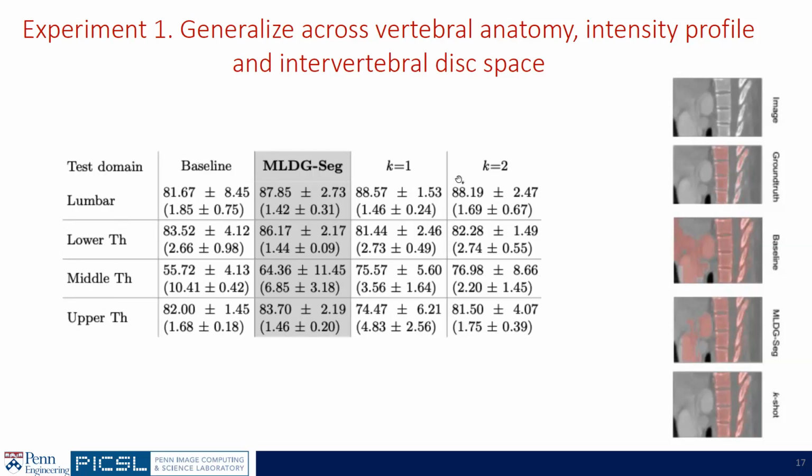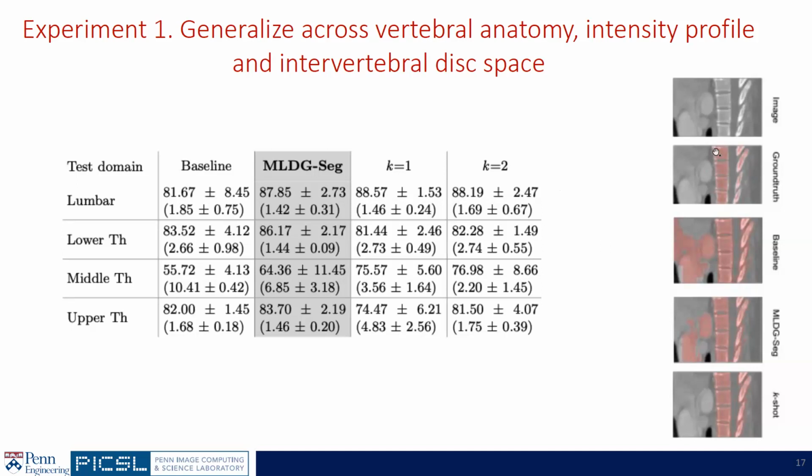And these are dice scores. So you can see that the baseline model gives us like 81, and then we see a huge improvement and we get 87 with this MLDG model. And then with few shot learning, when we are just freezing the weights of MLDG and doing fine tuning with just one training example from the test set, we can get a further improvement of like 1 to 1.5 dice scores.